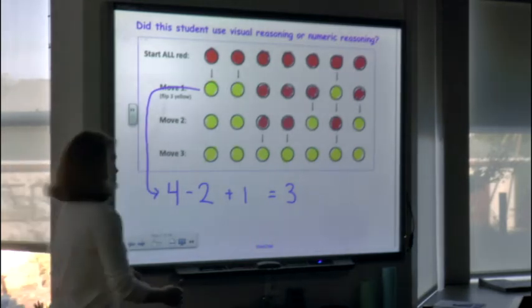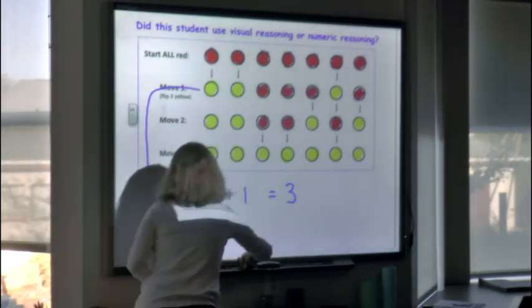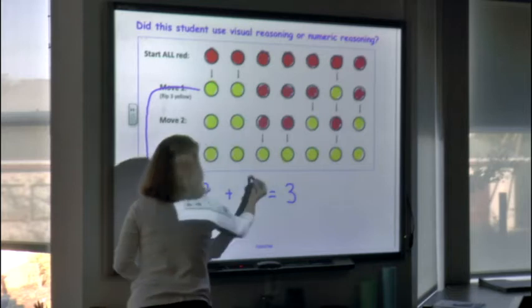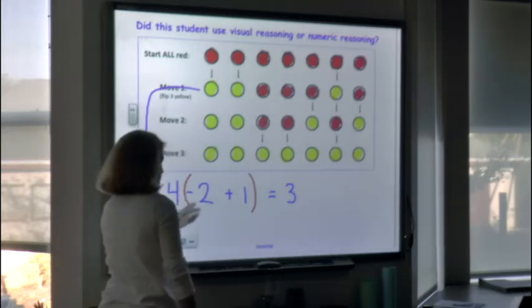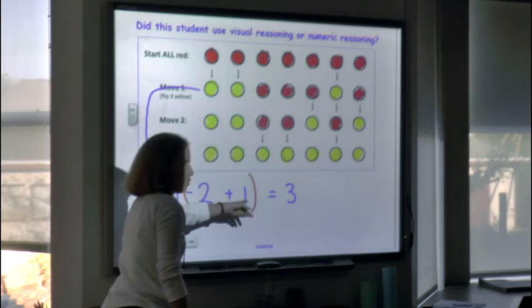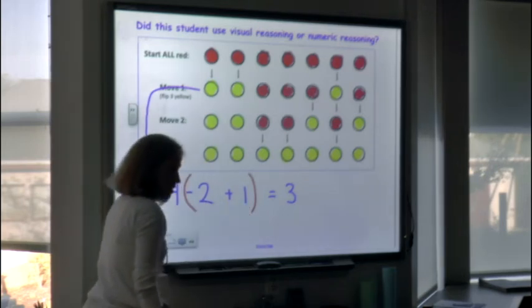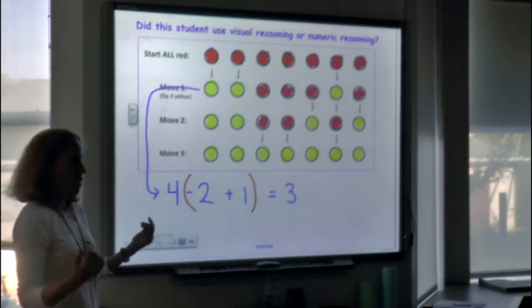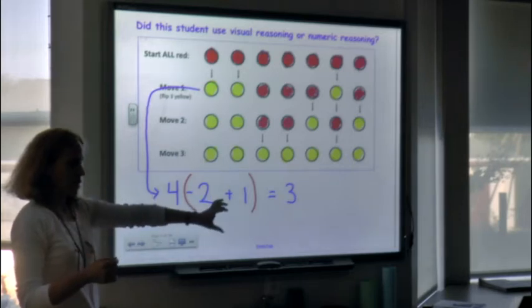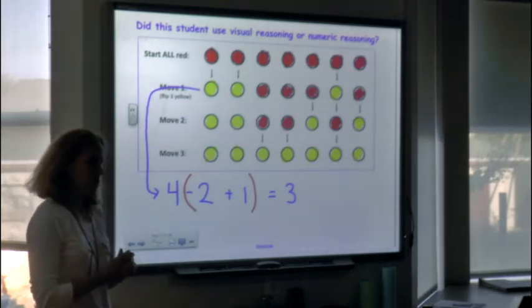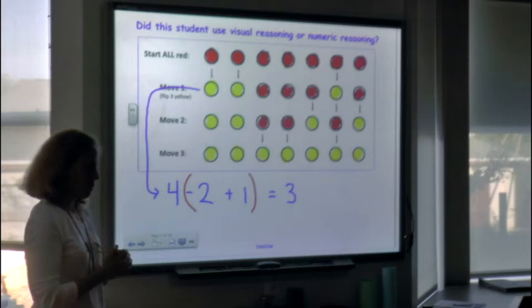Do you see what he's doing? So this here is the 3 counters that he moved. He brought 2 from red to yellow, 1 from yellow to red. So his construct underneath this, he's seeing it as addition and subtraction. The more I talked to him, I realized he was seeing positive and negative numbers.